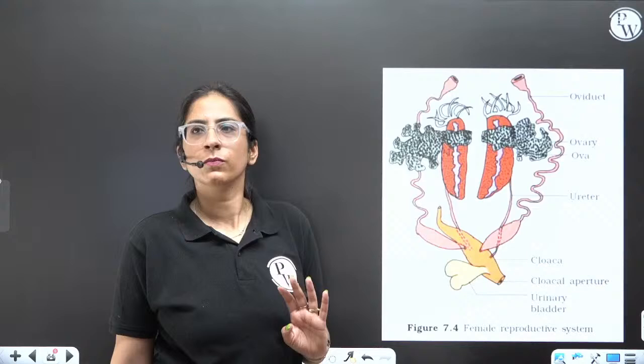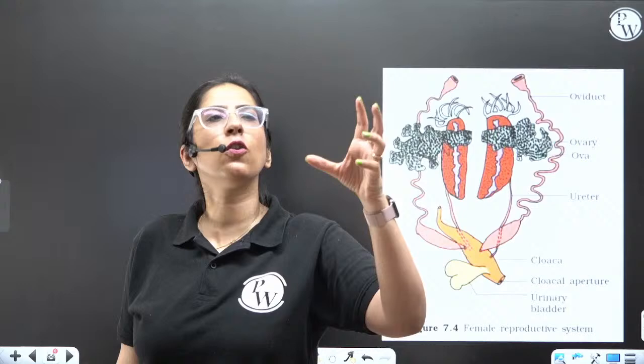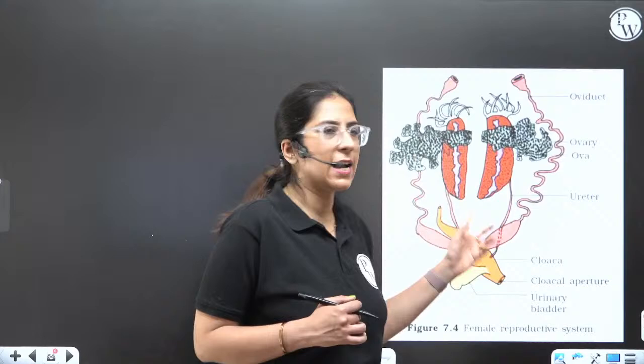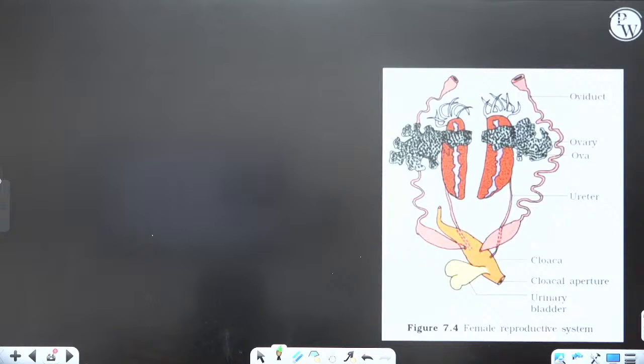Then ultimately they enter into the cloaca. Cloaca opens to the outside with the help of a cloacal aperture. So cloaca is like that one friend in a group where everyone goes and everyone talks about it. Cloaca is that chamber where three things enter. The first thing is the digestive tract, rectum. Second, ureter or urinogenital duct. Is this point clear, guys? Any doubt, please ask me in the comment section.